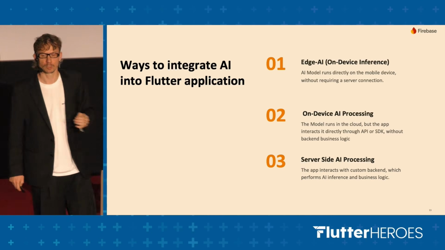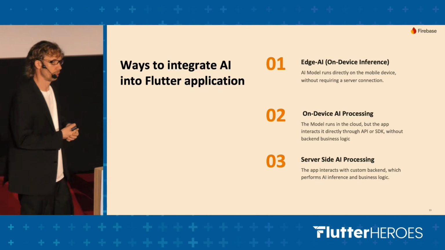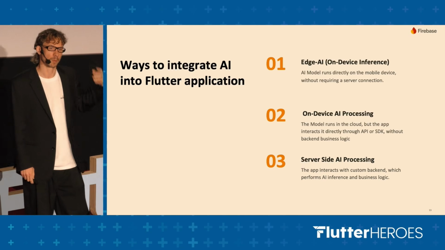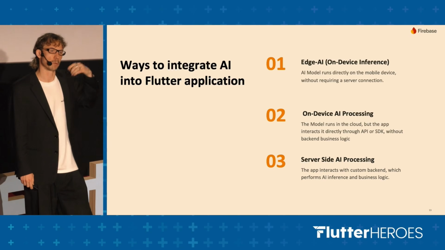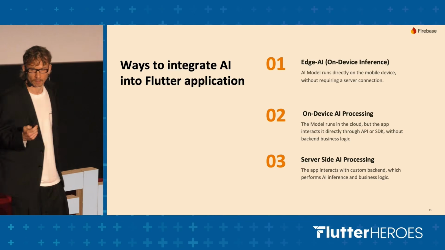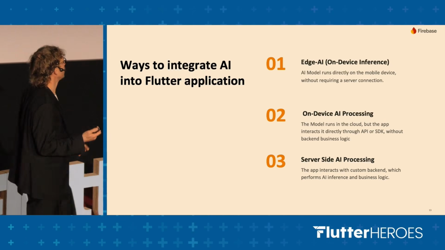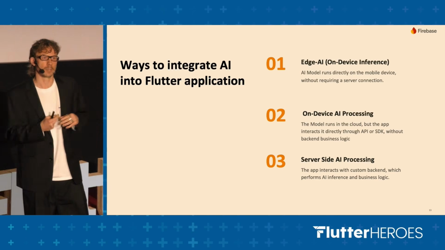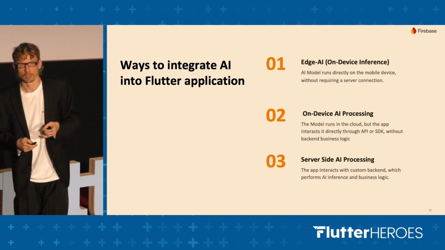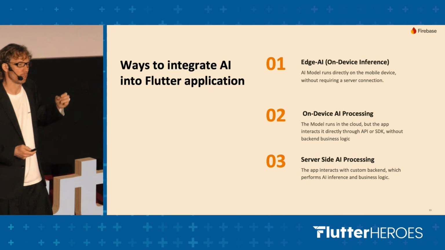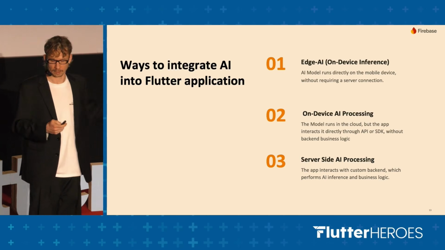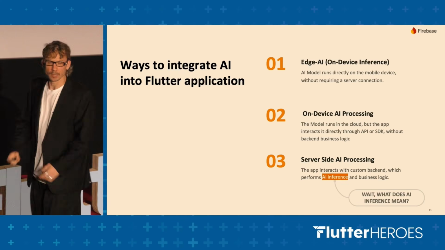The second approach is on-device AI processing, when you just call your AI model from your mobile device, request the data, get response, and process the data on your mobile device. And the first one is the server-side AI processing, when you have AI logic on your server and just call your backend and get response. So, all AI inference happens on backend. Just in case, AI inference.